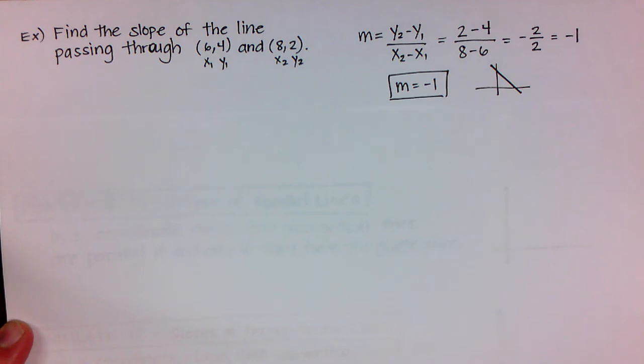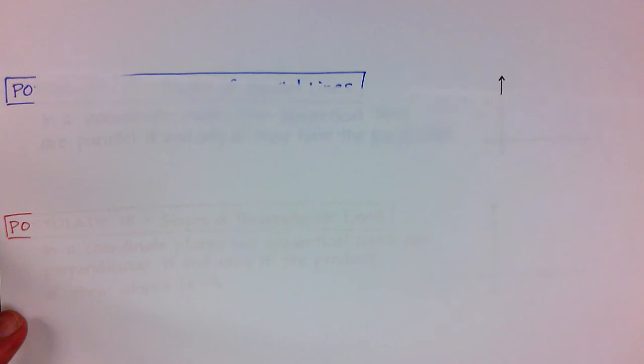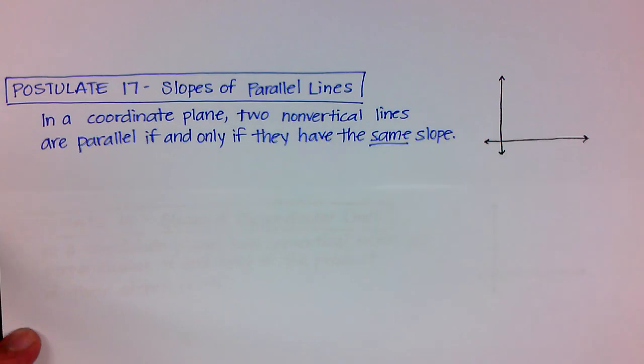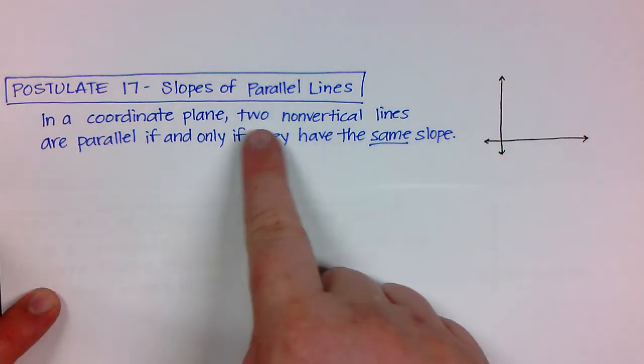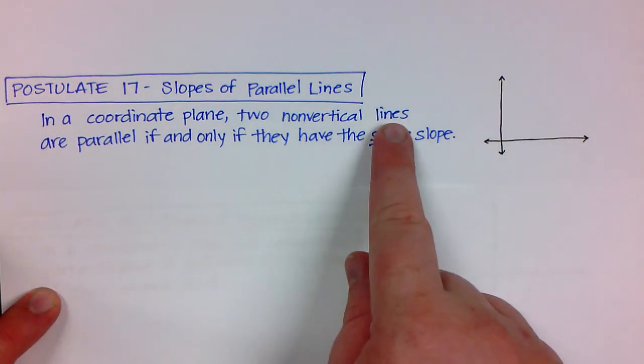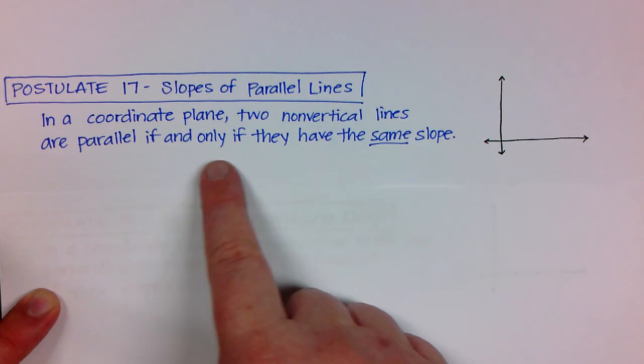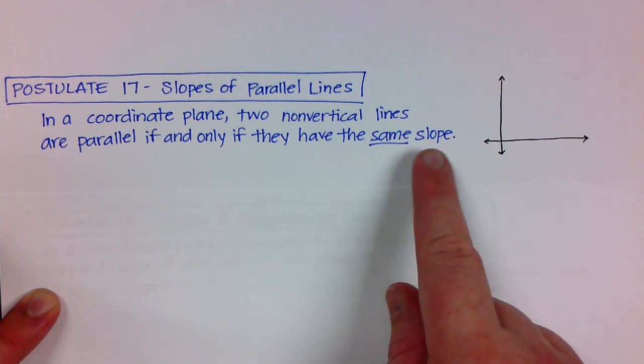We have some postulates in this lesson. So why don't we go ahead and look at these? They're related to specific lines. The first one is called postulate 17, and it's the slope of parallel lines. We know that parallel lines never meet, so there must be something similar with them. In a coordinate plane, 2 non-vertical lines are parallel if and only if they have the same slope.